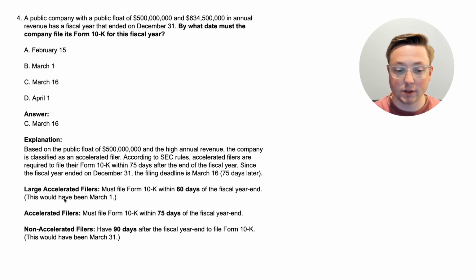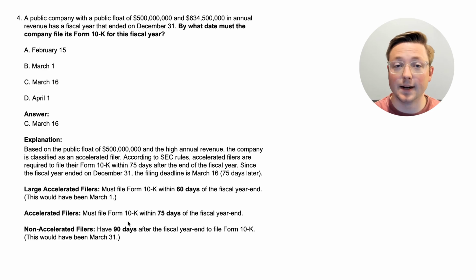Now again, this is the important stuff. Large accelerated filers must file Form 10K within 60 days. Accelerated filers must file Form 10K within 75 days, and non-accelerated filers have 90 days to file it. So for a large accelerated filer, in this case, it would have been March 1st, or if it was a non-accelerated filer, it would have been March 31st. And you'll notice it's just a difference of 15 days each time, 60, 75, 90.